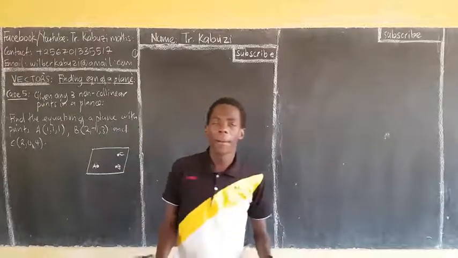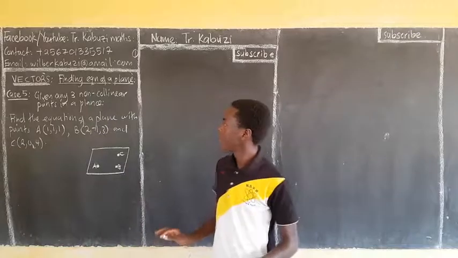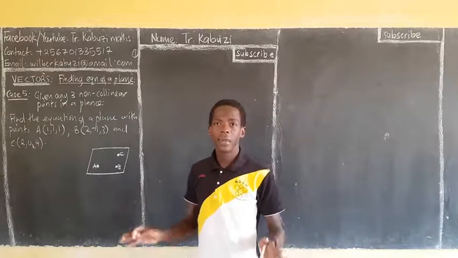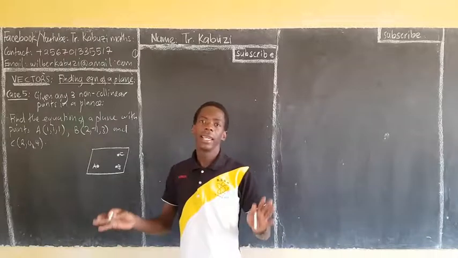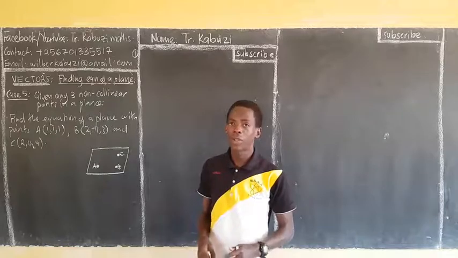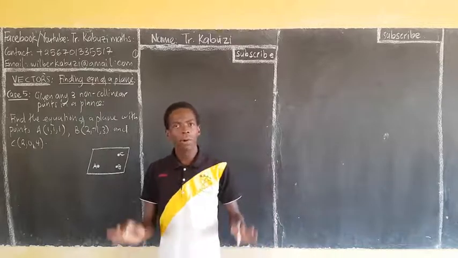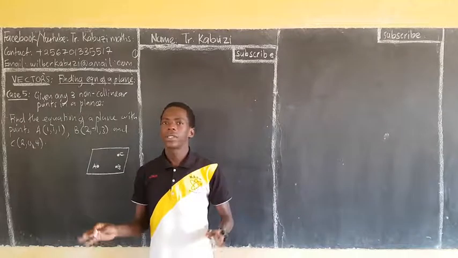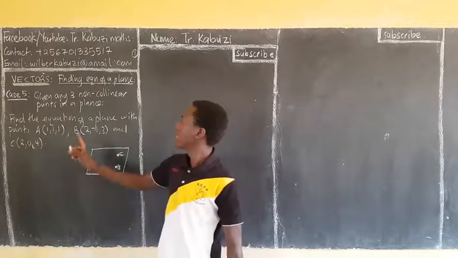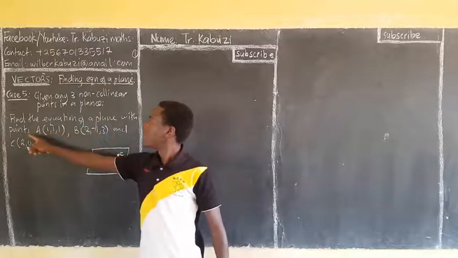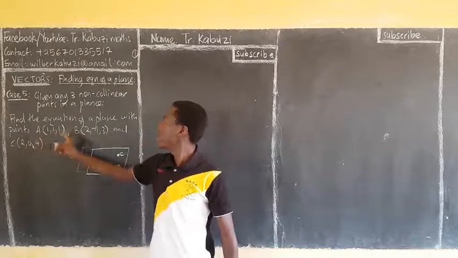Okay, so members, now we have a question where we have to get the equation of a plane, but when we are given 3 non-collinear points in that plane, the question is how do we get that equation of a plane? Now the idea is about sketching. Always whenever you are in vector problems, try to sketch. Now I assume the question is: find the equation of a plane containing points A, B, and C.